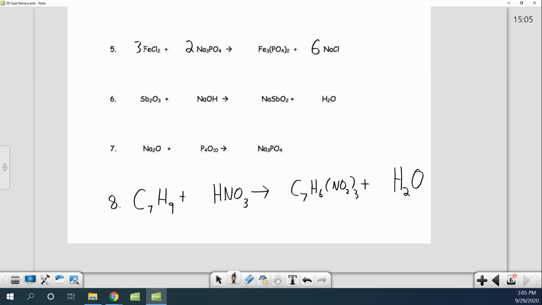Let's take a look at what happens if you don't chase your tail. Let's say I don't start with the highest subscript. Let's start here. Sodium. So I've got 1 sodium.